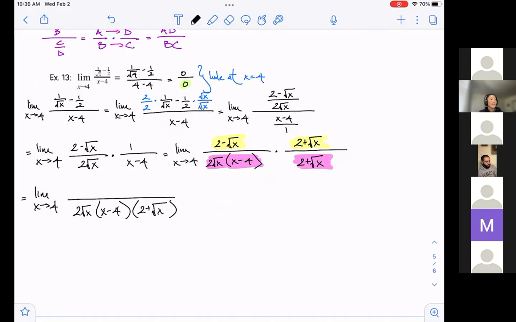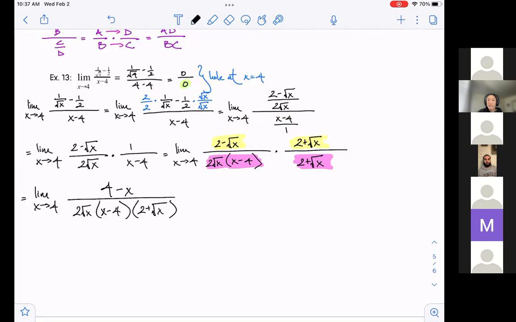All right, what do we get when we multiply out the numerator? Yep, we get 4 from the 2 and the 2. The outer terms and the inner terms are going to actually reduce to 0. And then last but not least, we have negative square root of x plus square root of x, which is negative x.